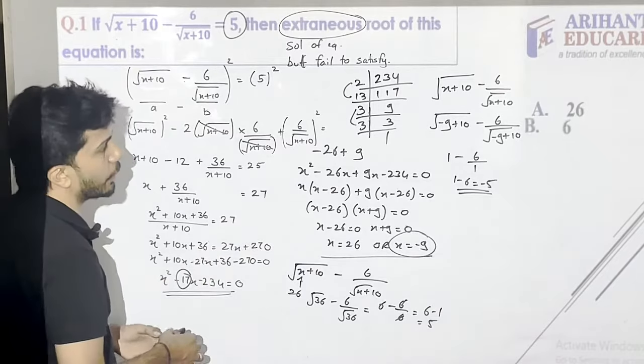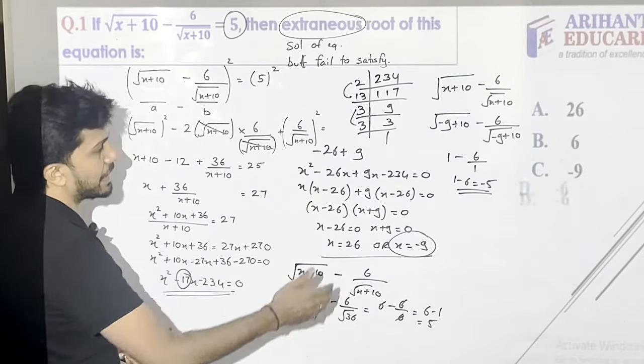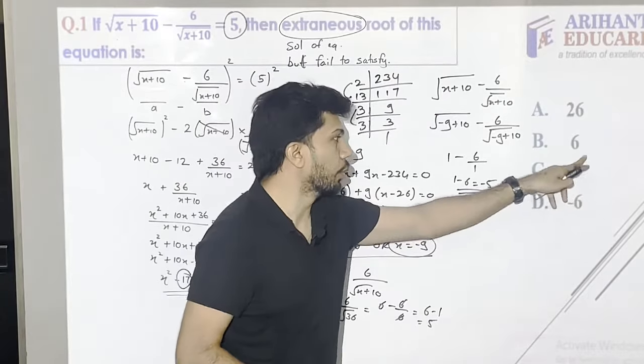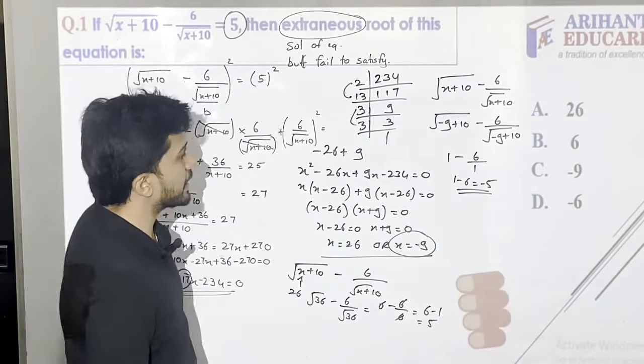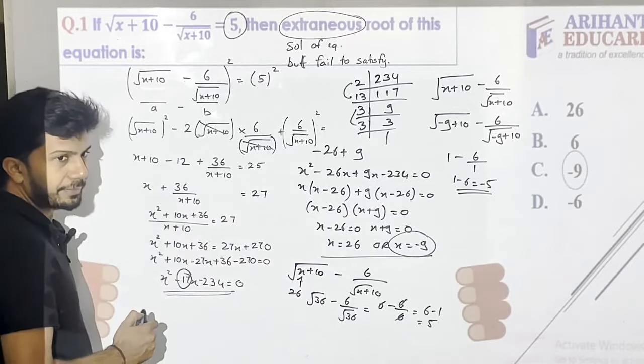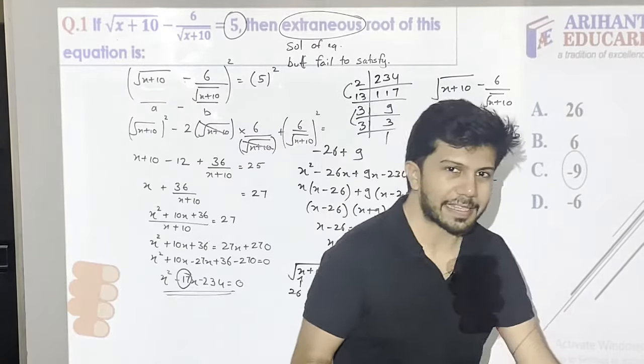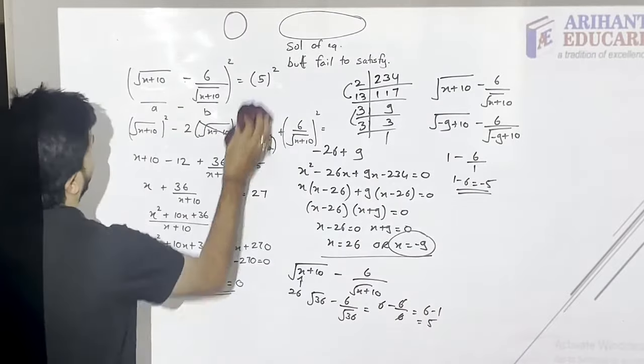Let's see all our options. So A is 26, B is 6, C is minus 9, D is minus 6. So out of all of them, I'm getting one incorrect root over here. So option C is the correct answer. Very challenging, right? You will be seeing even more ahead. Let's see what do we have in the next question.